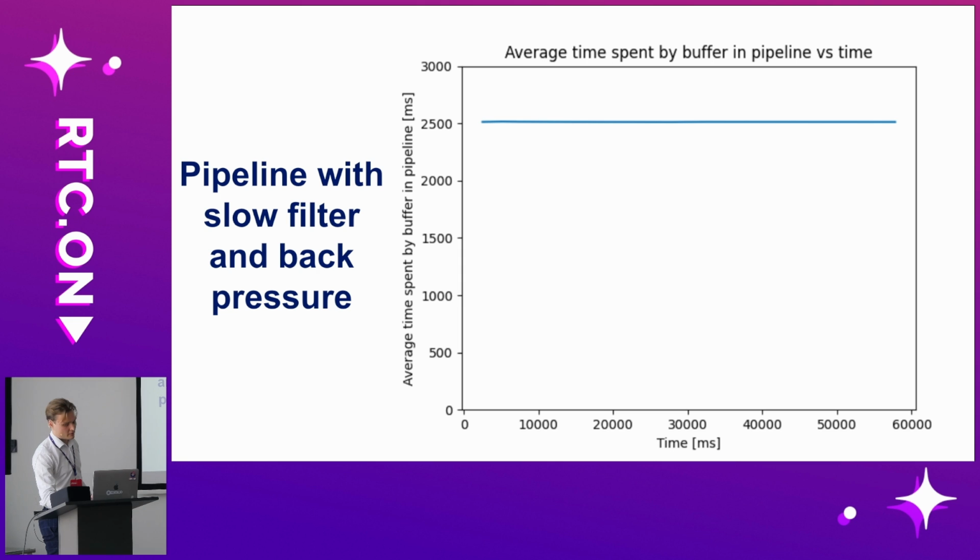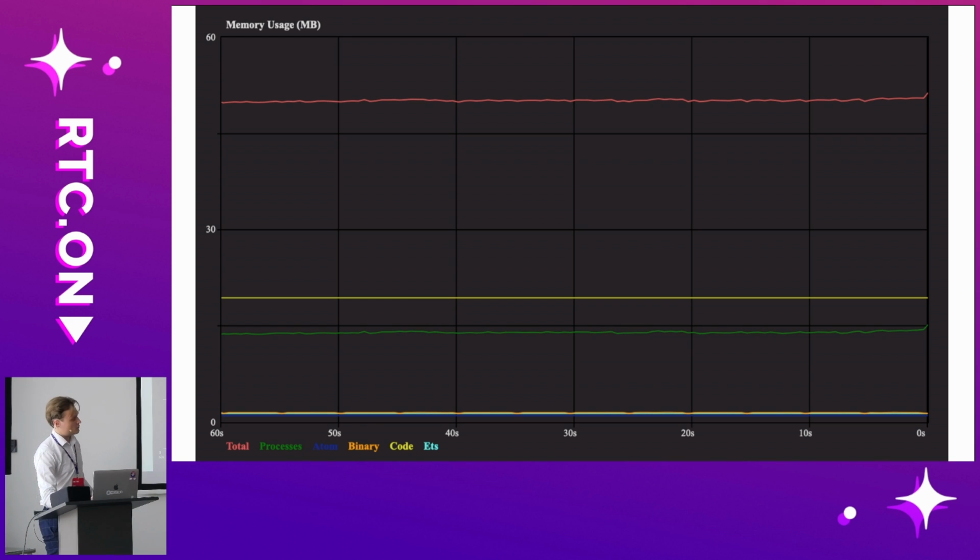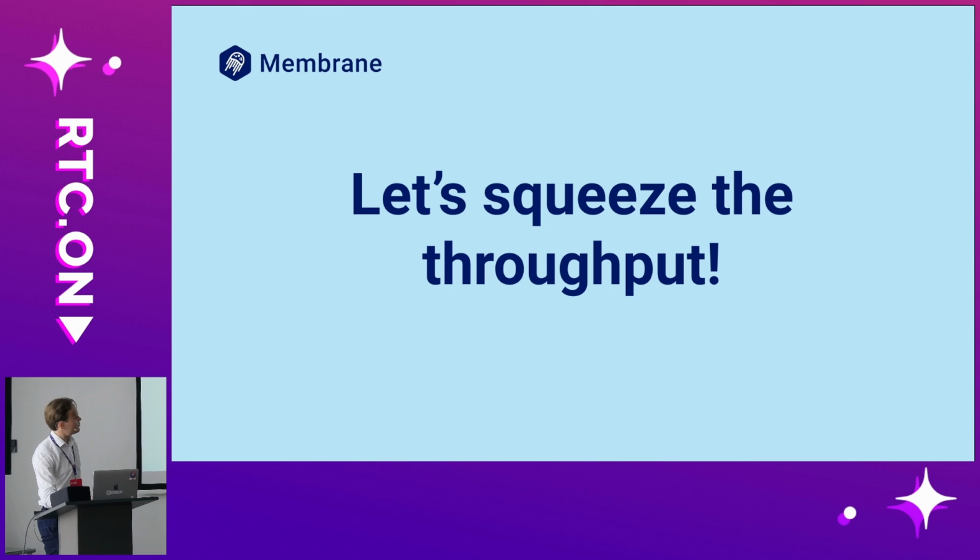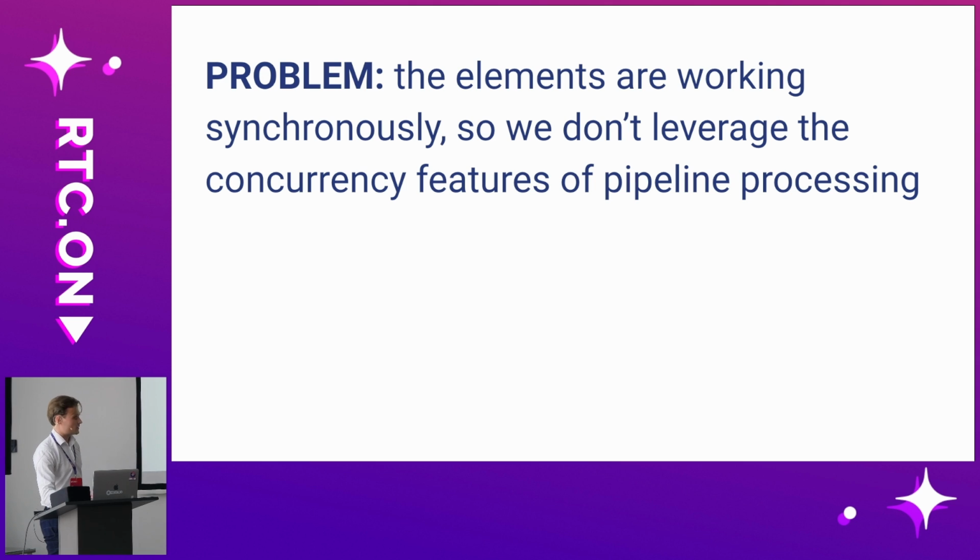So it has solved our problem. Now the average time spent by a buffer is stabilized. Also, it means that our memory usage is no longer increasing. However, another problem appears here, which is the problem with the throughput. Because, as you could see in this illustration, the elements are now working more like synchronously. At first, the sink sends a demand message to the source, and then one buffer is sent from the source to the sink. This is not what we want, because we do not leverage the fact that we have concurrent elements running.